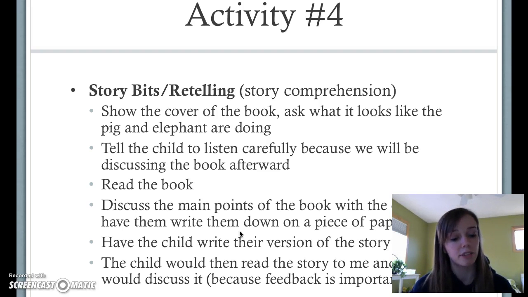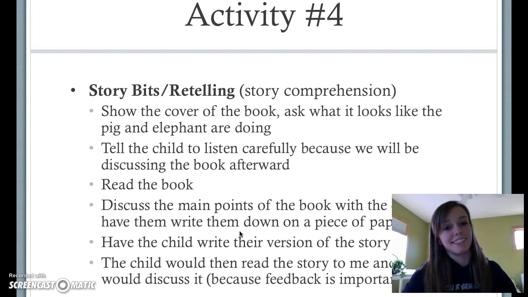And then I would have the child read their story from the paper to me. And that is my lesson.